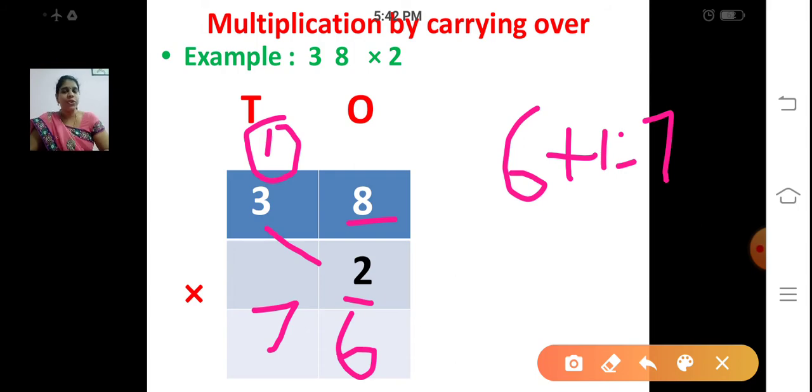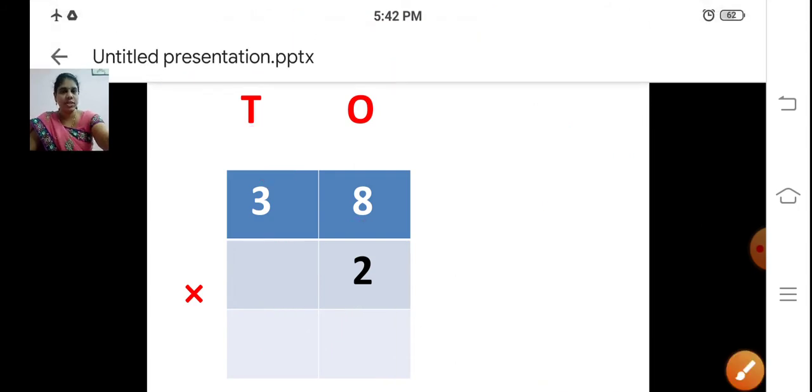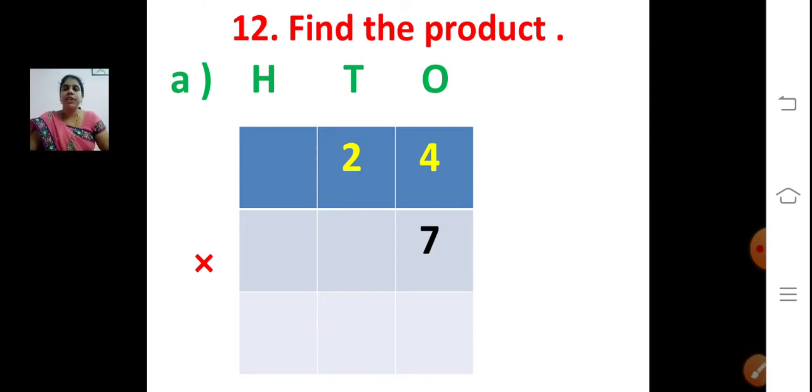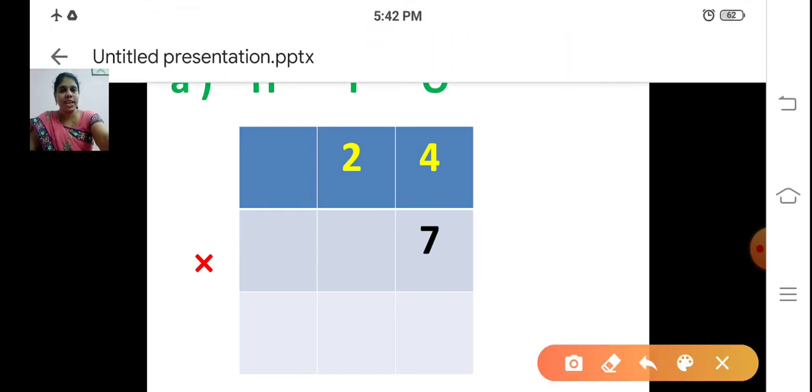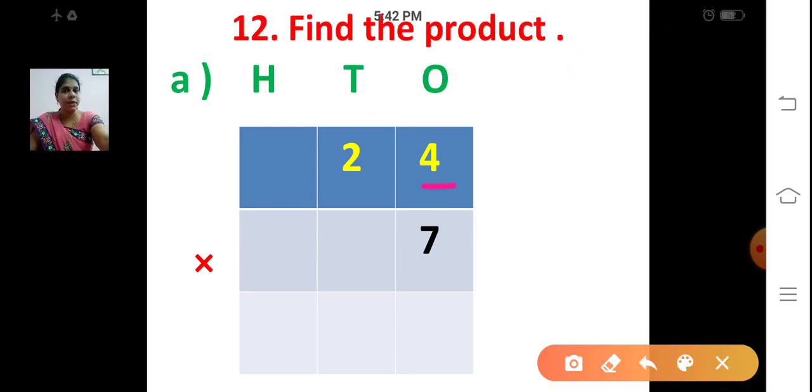So you know how to do using carry over method, right? So we'll do sums on that. So first one, we're going to multiply 24 into 7. We're going to multiply 24 by 7. So what is the first step? We are going to multiply the digit at the ones place. What digit are we having at ones place? 4, right? So 4 into 7.